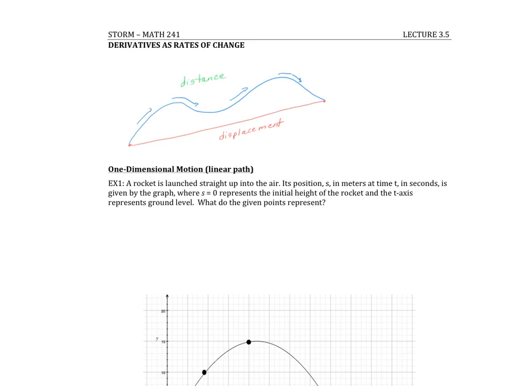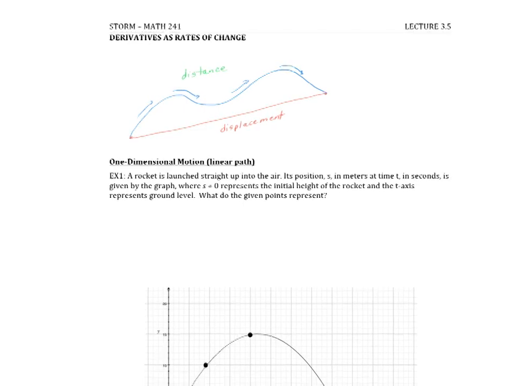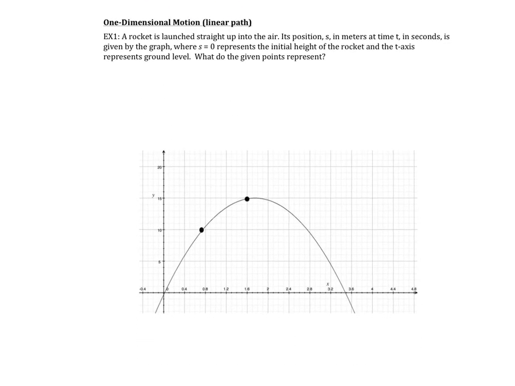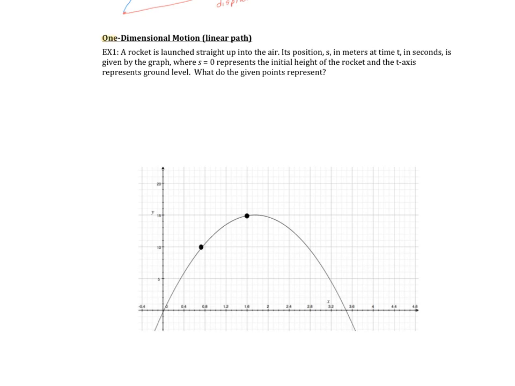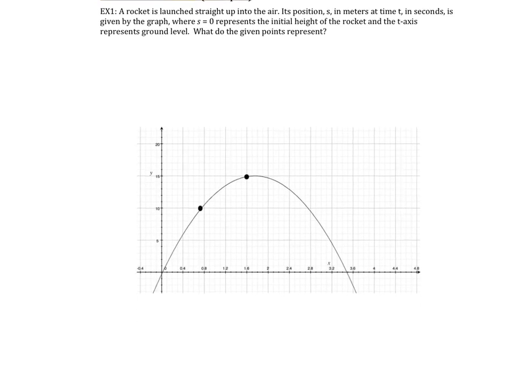The first thing we're going to look at is objects that move in a linear path. That's what we call a one-dimensional object, or one-dimensional motion. That would be an object moving in a line. In example 1, we have a rocket that's launched straight up into the air. Its position S in meters at time t, where t is in seconds, is given by this graph below. S of 0 represents the initial height of the rocket, and the t-axis represents ground level.